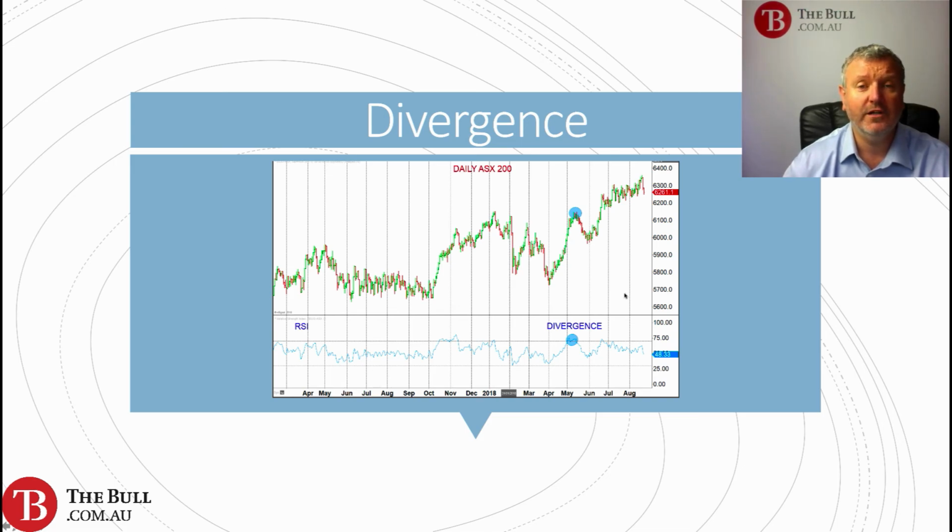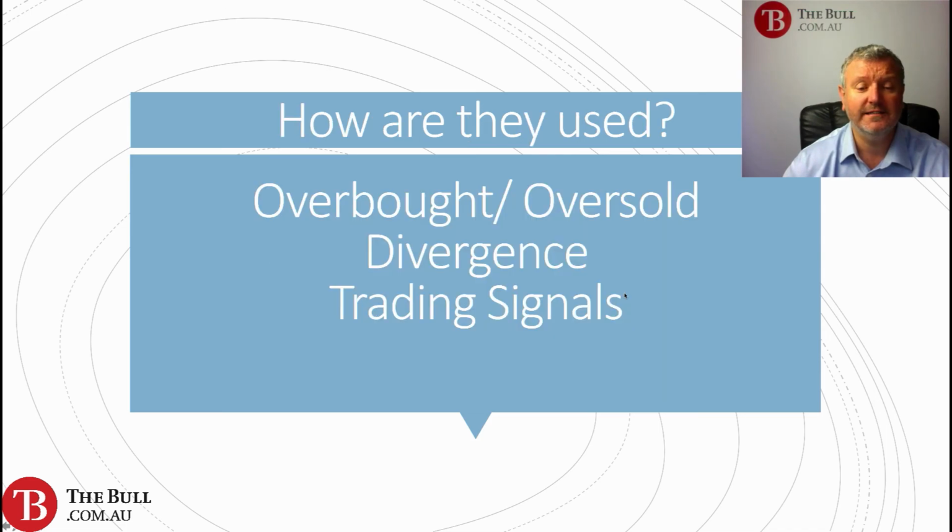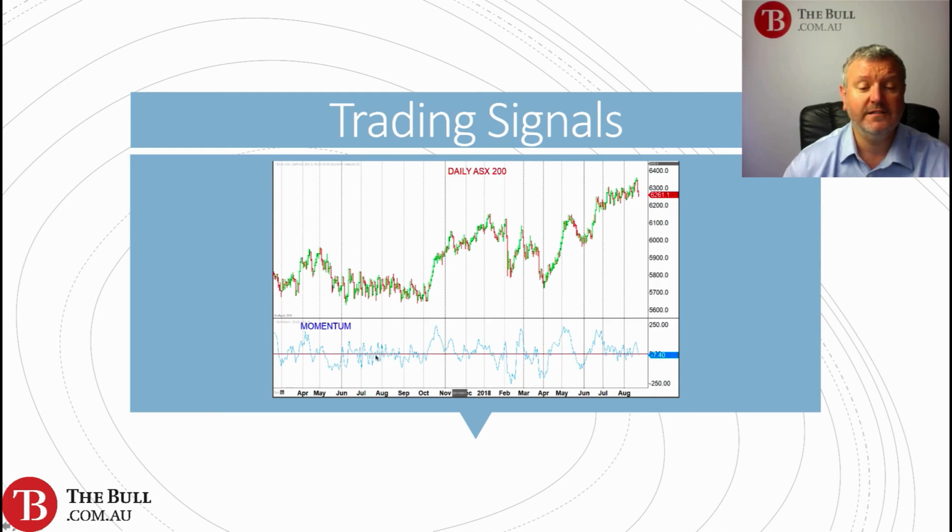And the final way we're going to look at using oscillators and momentum indicators is for trading signals. Quite simple here with momentum, we have the zero line that we talked about earlier. We may have a very simple trading system whereby we buy or sell the market each time it crosses above this zero line. And there are other various ways we could use different indicators for trading signals.